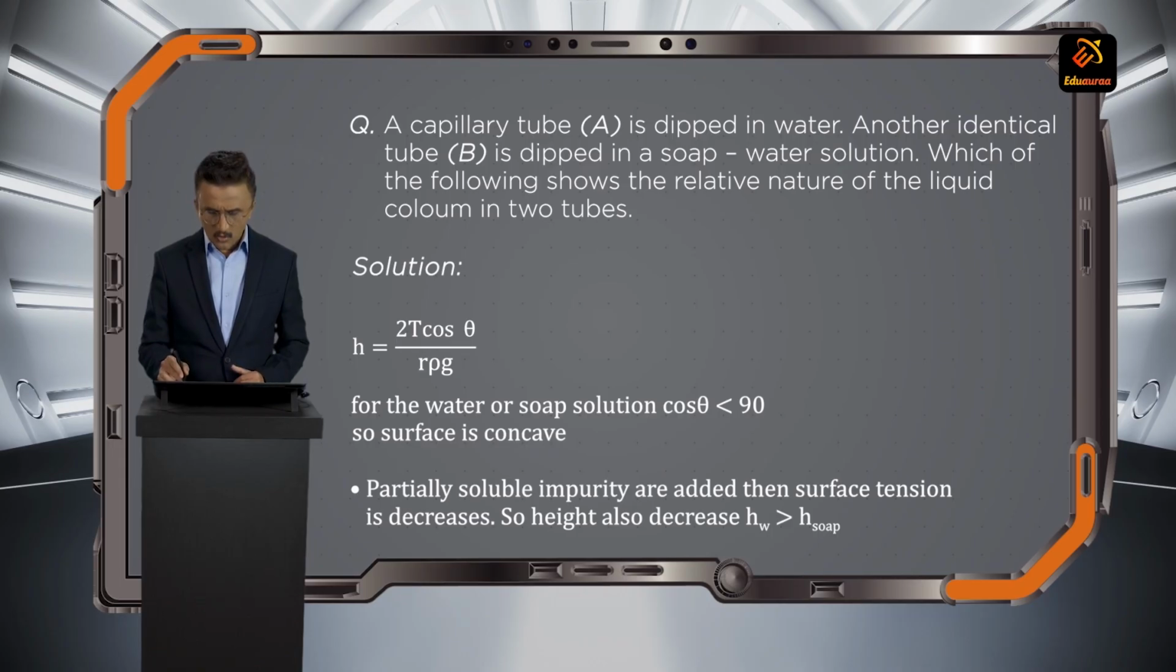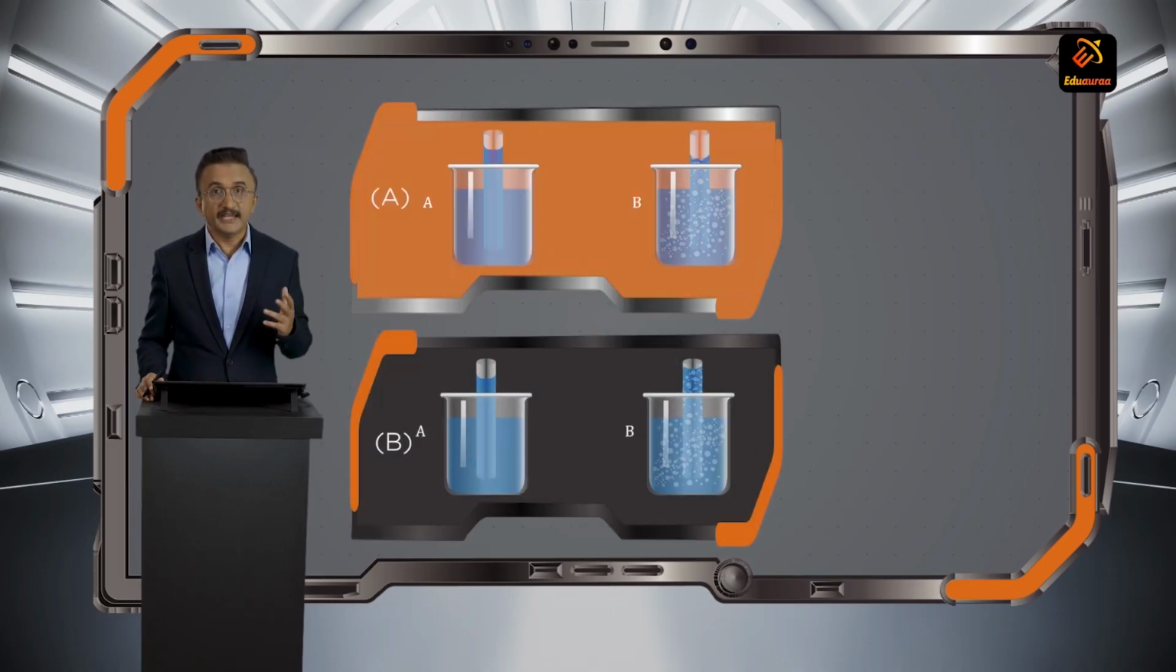Now observe all the options. In the first case, option A, the height of the water is greater than the height of the soap solution. So this option is the correct option. In the second, the height is greater in B, or we can say in the soap solution, but the surface tension of the soap solution is less. So the correct option is option A.